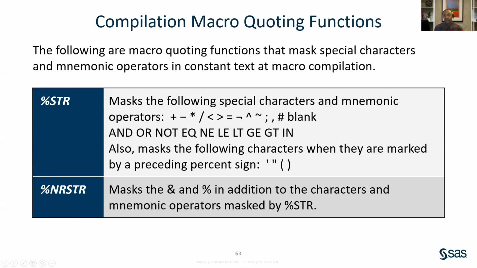%NRSTR, no resolution string, does everything %STR does. But in addition to what %STR does, it also masks macro triggers like ampersands and percent symbols. %STR cannot mask those, cannot change the meaning of those to look like text. But %NRSTR, no resolution, can. If you can see the issue, for example, if you see OR, you know you want it to be treated like text, or you see an ampersand and you want those things to be treated like text, if you can see the issue, then use %STR or %NRSTR.